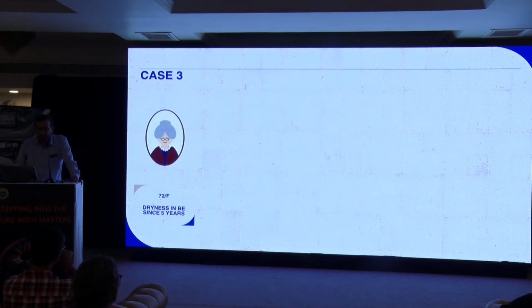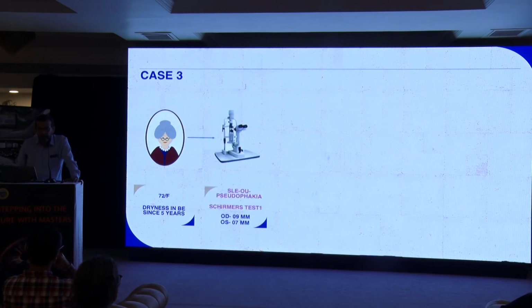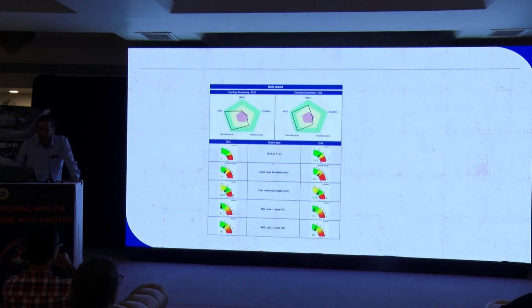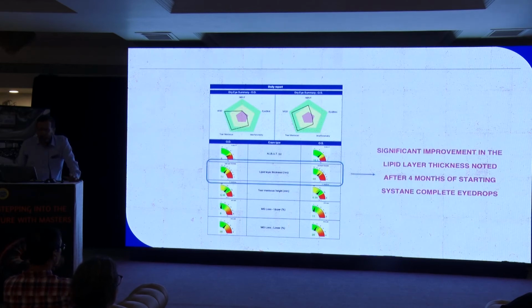Again, this was another case where we had an elderly lady with dryness in both eyes for 5 years, with very low Schirmer scores and again a very low lipid layer. Having treated her dry eye symptoms with Sustained Complete, we found that her lipid layer thickness after 4 months had really improved.